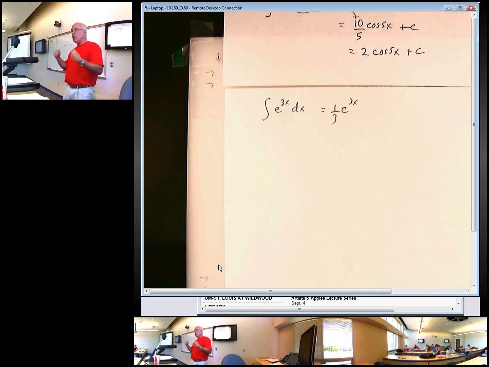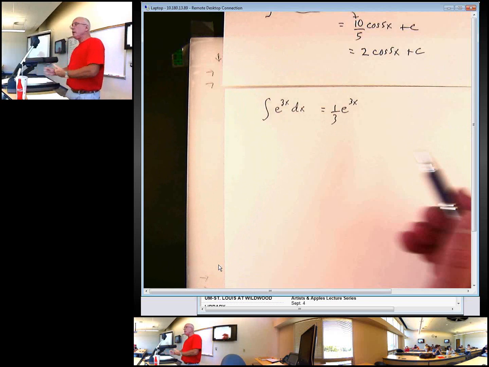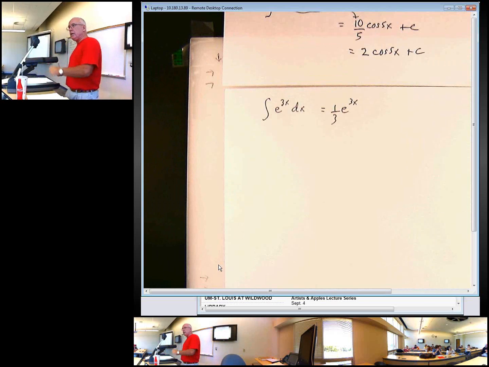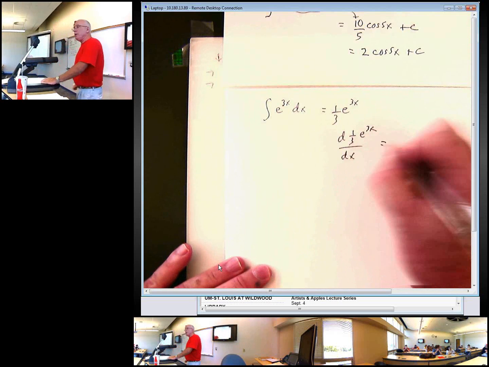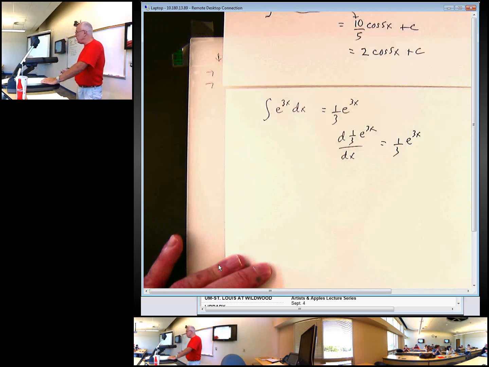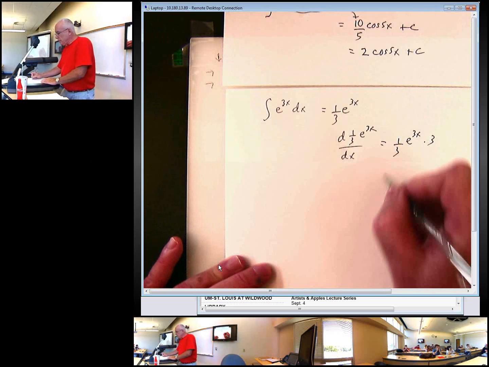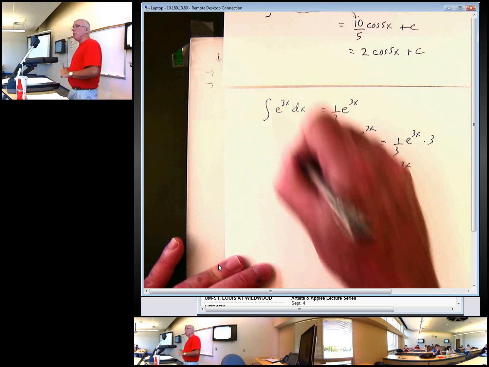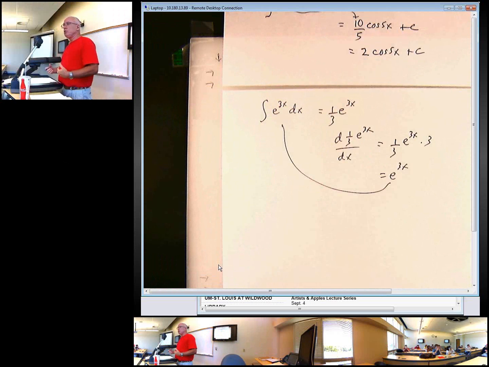And you can mentally always check your answer. Of course you can do it in writing, but you can also just mentally look and check that the derivative of what we get here is equal to our original function. We have a 1/3 e to the 3x because it's its own derivative, but then we know we have to do that chain rule times 3, and so the 3's cancel out, and we get back to what we started with.